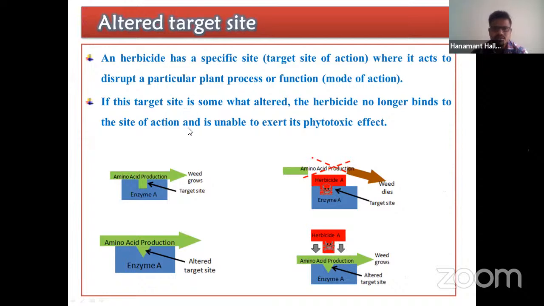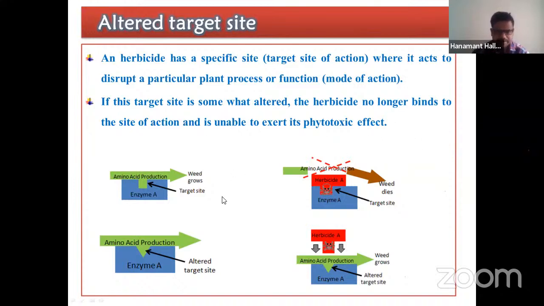So if the target site is somewhat altered, the herbicide no longer binds to the site of action and is unable to exert its phytotoxic effect. So in this mechanism, a particular molecule will alter its site of action, where it will be unable to control the weeds. So here the target site is somewhat altered. The herbicide is no longer able to bind the site of action and it is unable to exert its phytotoxic effect.